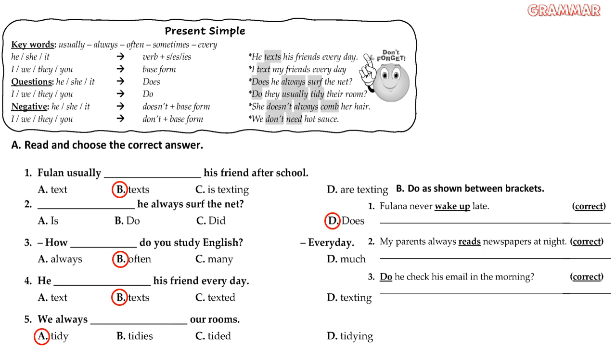Question B, do as shown between brackets. Fulana never wake up late. Fulana is one, so I will put S to wake to become wakes up. Two, my parents always reads. My parents is not one, it's a plural, more than one, so I will remove the S. It's just read. Do he check his email in the morning? I'm asking about he, and he is one, so I ask with does.